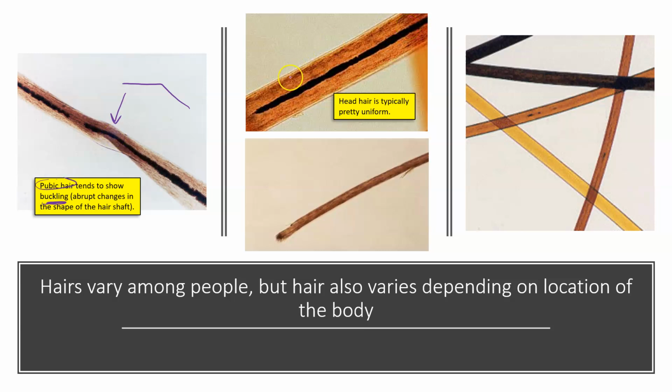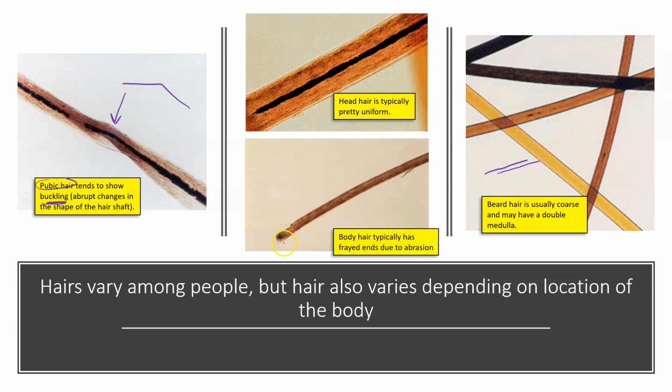The medulla and the cortex are all pretty uniform throughout the whole hair. Beard hair is usually coarse and may have double medulla. You can see that oftentimes when you look at a beard hair, there are usually two medullas that run kind of parallel to each other.